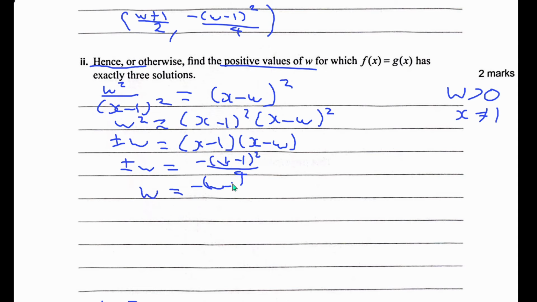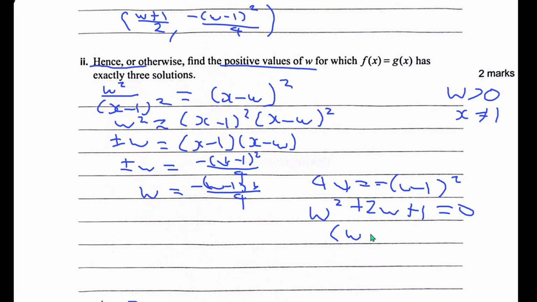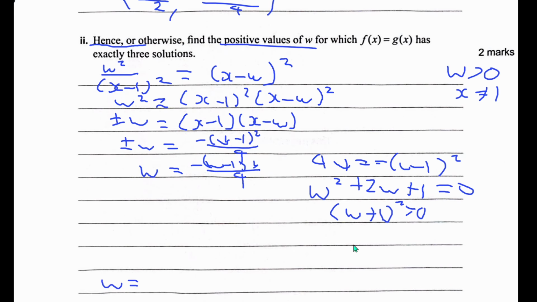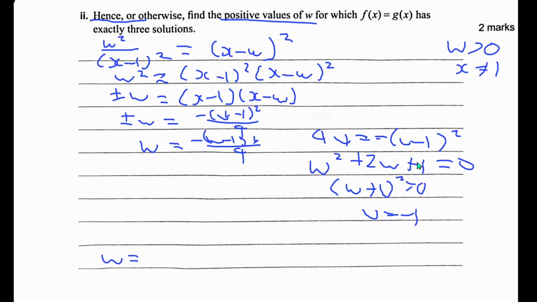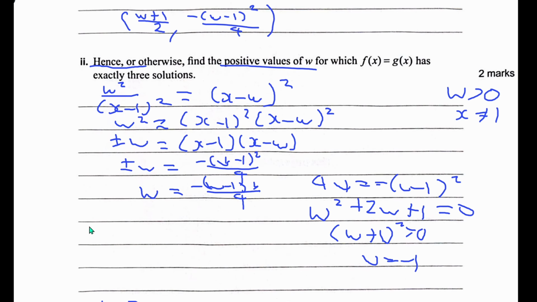So if we use the positive branch and solve, I'll show you what happens. Once we rearrange, 4w equals negative (w minus 1) squared. And then once you expand everything, you get w squared plus 2w plus 1 equaling 0, which means we get (w plus 1) squared equals 0, which means w will equal negative 1. And we know w has to be greater than 0. So let's use the negative branch.